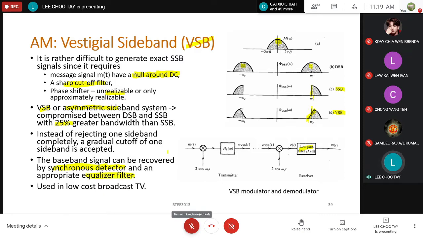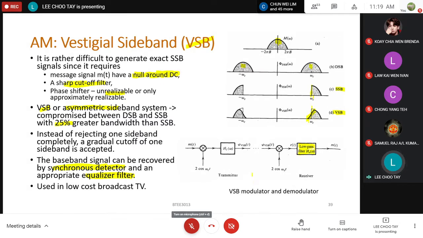So the equalizer filter basically will boost the frequency that you want and then suppress or attenuate the frequency components of the signal that you do not want. So basically your filter design here at the receiver is more complicated as compared to just a simple low pass filter.